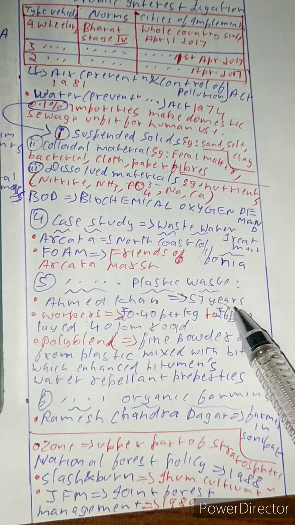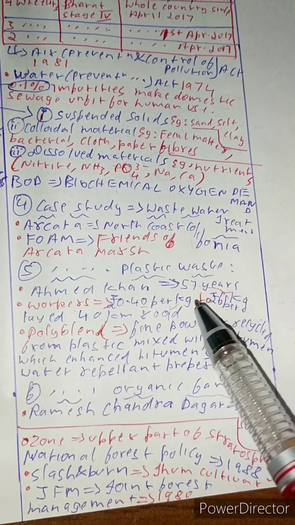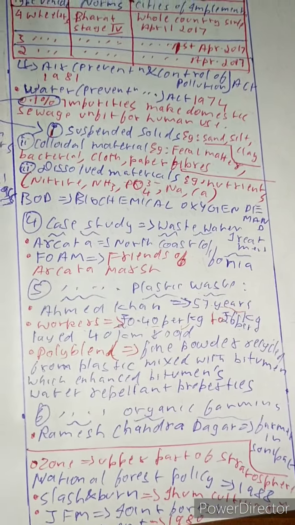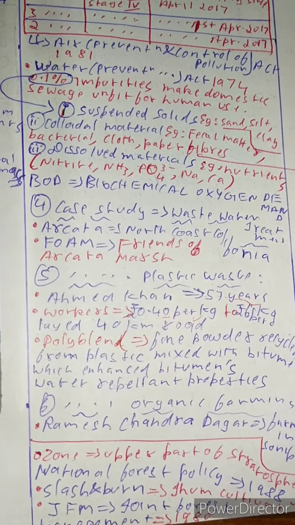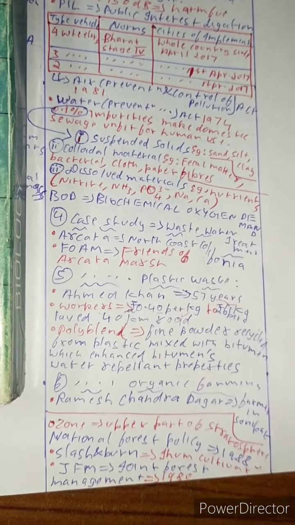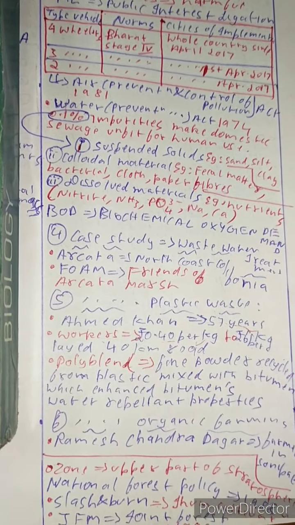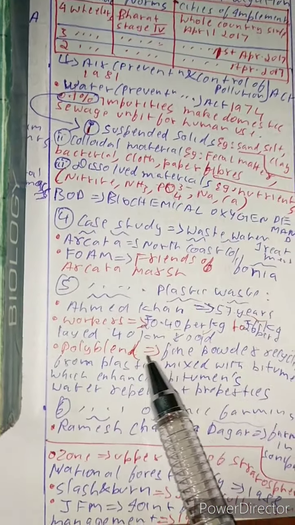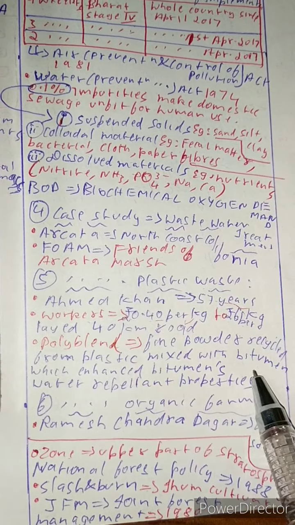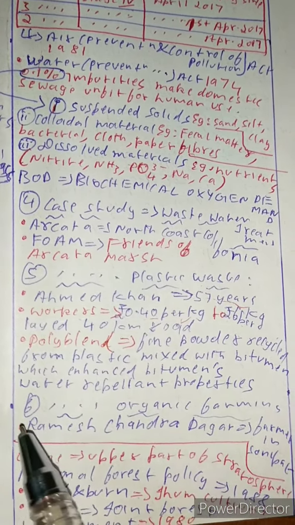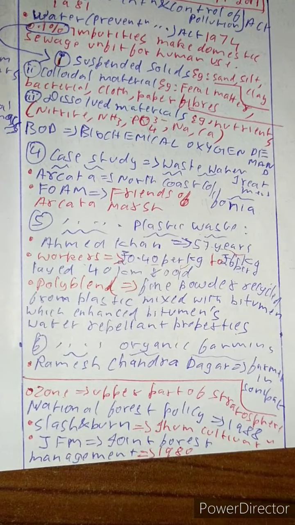Ahmad Khan, a 57-year-old man, gave his workers a wage of rupees 0.40 per kg, and after that he changed the wage to rupees 6 per kg, as he found a material known as polyblend. So he increased the rate he gave his workers for collecting plastic, and laid 40 kilometers of road made with polyblend. Let us see what polyblend is. Polyblend is a fine powder recycled from plastic and mixed with bitumen, a material used to build roads, which enhances bitumen's water repellent properties, so it increases the lifetime of the road.